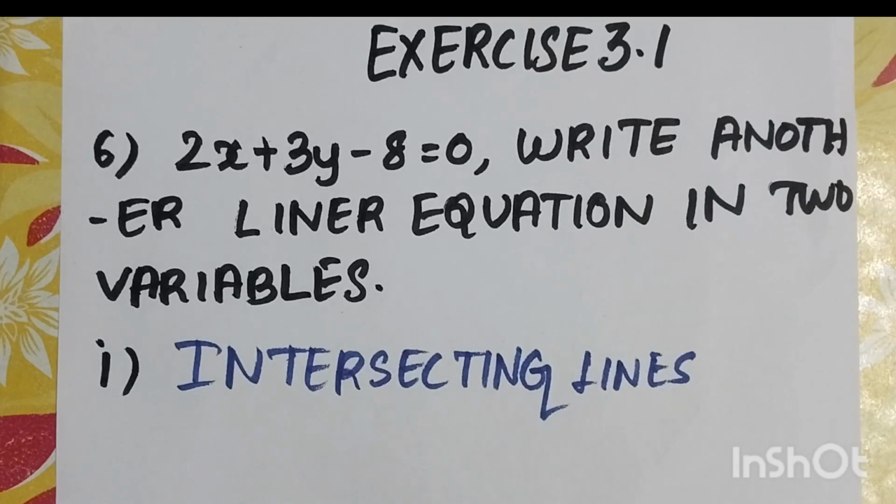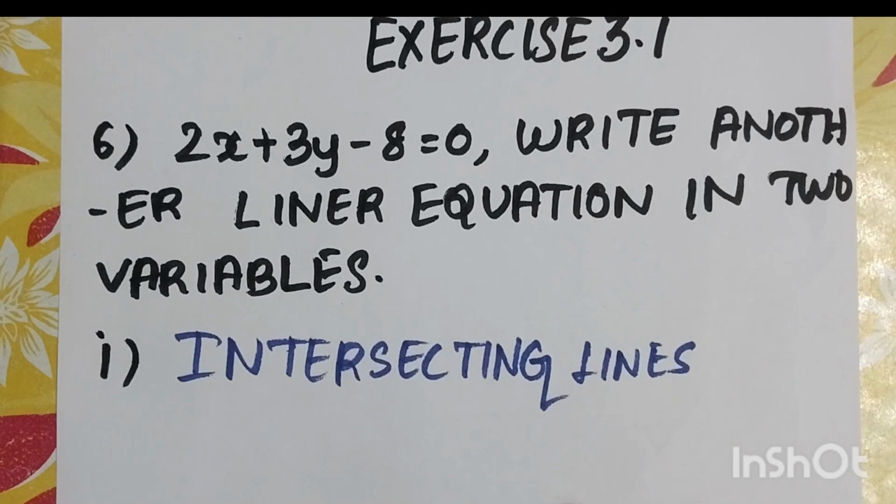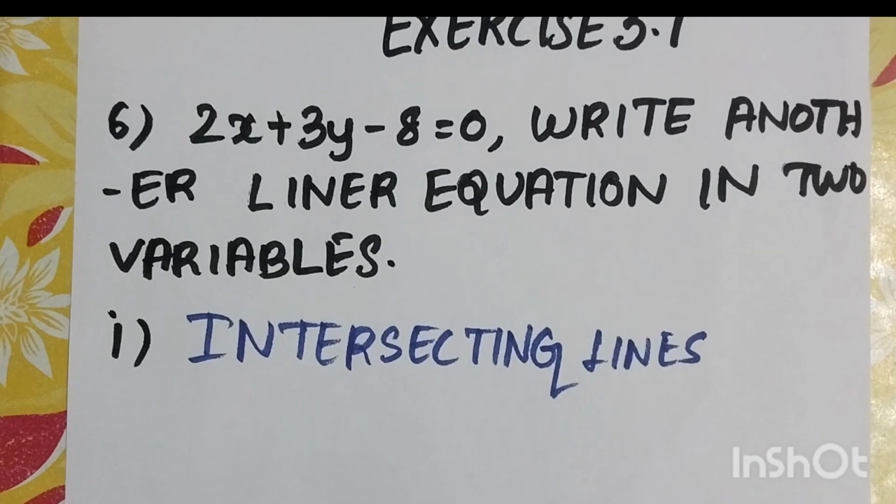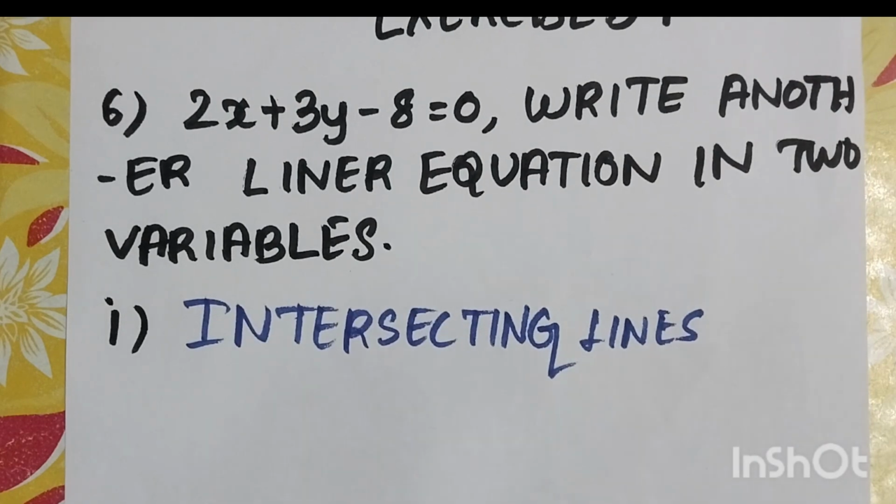Hello everyone, today we are going to see class 10 exercise 3.16. The sum is 2x plus 3y minus 8 is equal to 0. So write another linear equation in two variables. First for intersecting lines and for parallel and coincident lines, all three we are going to write. Okay, so our given clue is 2x plus 3y minus 8.